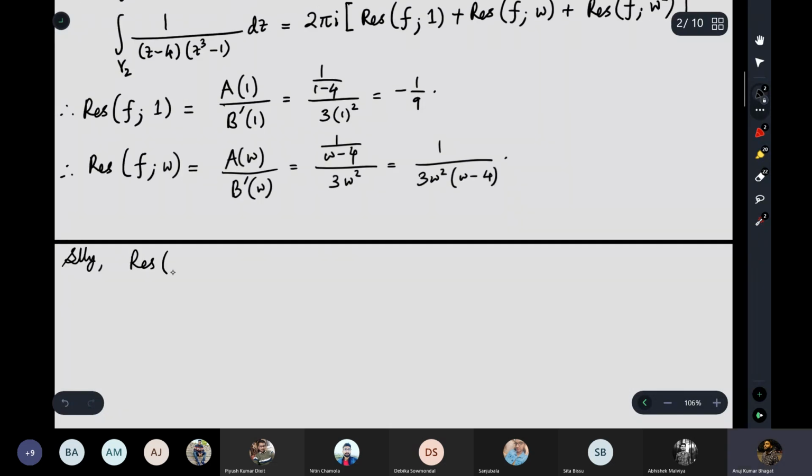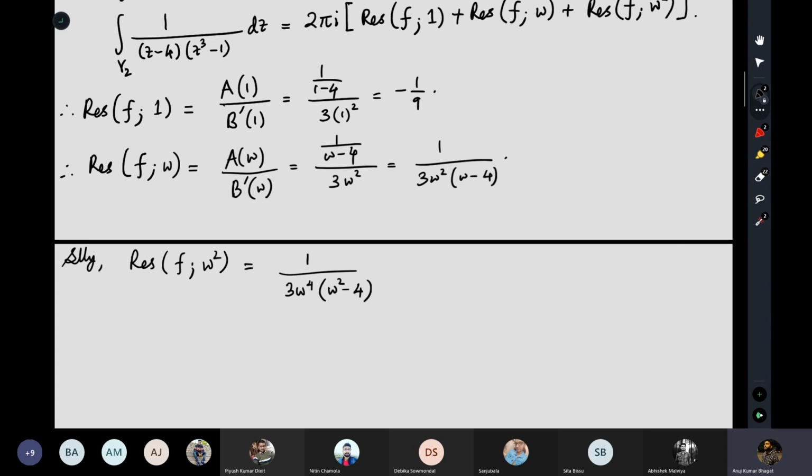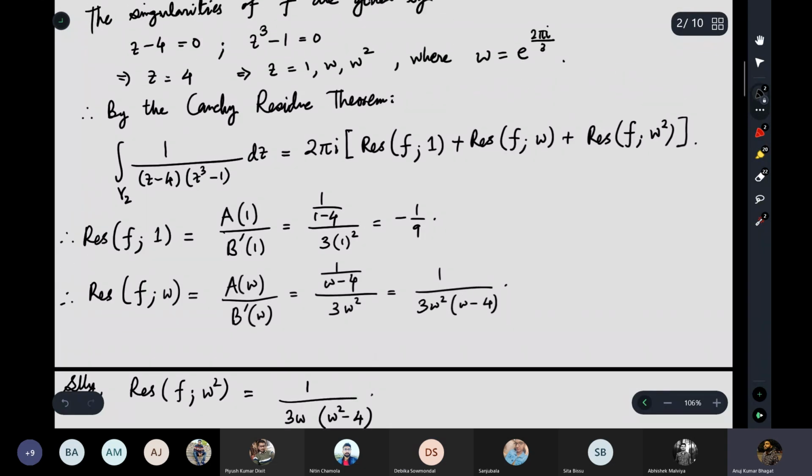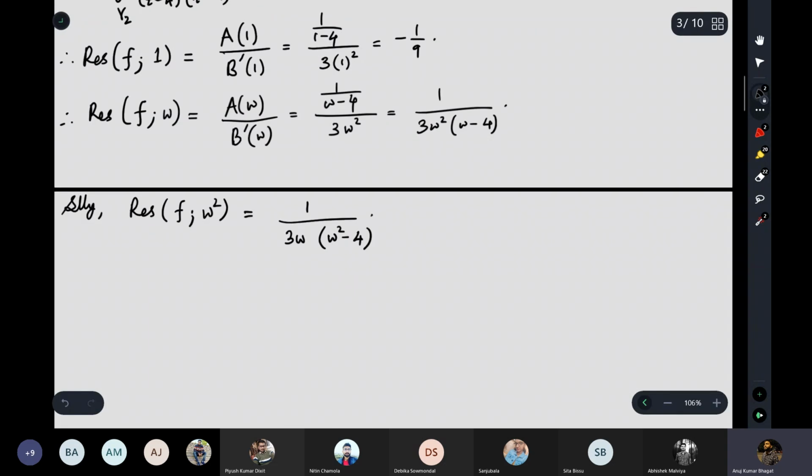the residue of the function at omega square will be, if you compute, 1 by 3 omega to the power 4 by omega square minus 4. I hope you will understand this, not a problem. So omega to the power 4 is same as omega, because omega cube is 1. So this is my thing. So we are done. Now let's find out the sum of these three.